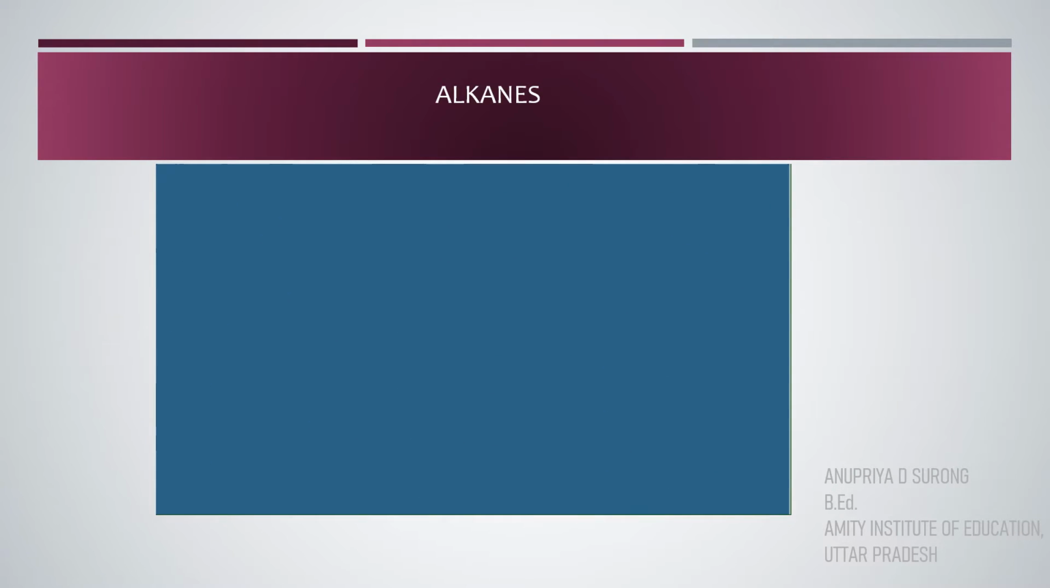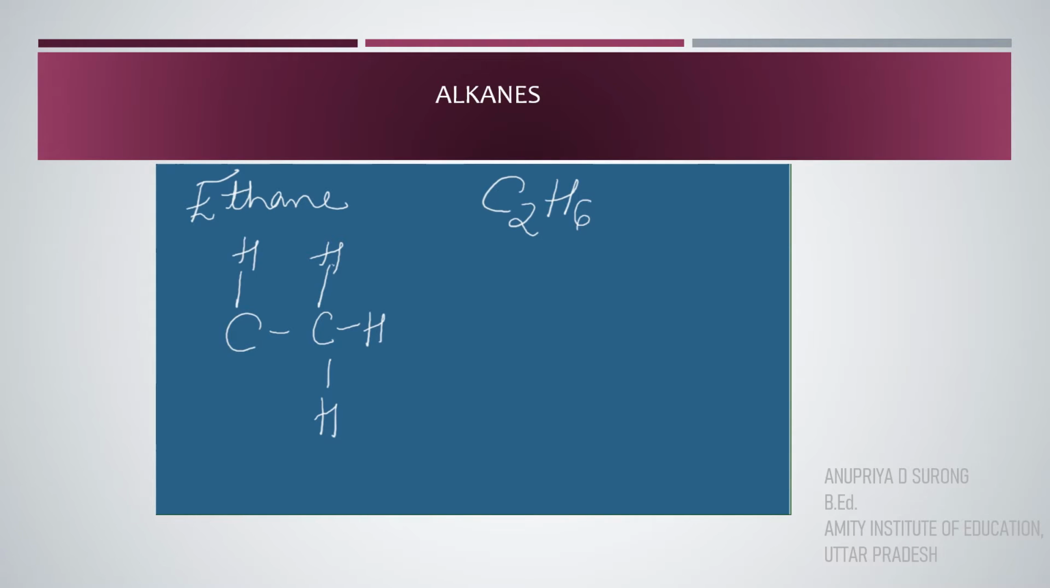Let us now look at the next hydrocarbon called ethane. Its molecular formula is C2H6 and its structure is drawn as 2 carbon atoms bonded with 6 hydrogen atoms, as you can see here. Alright.